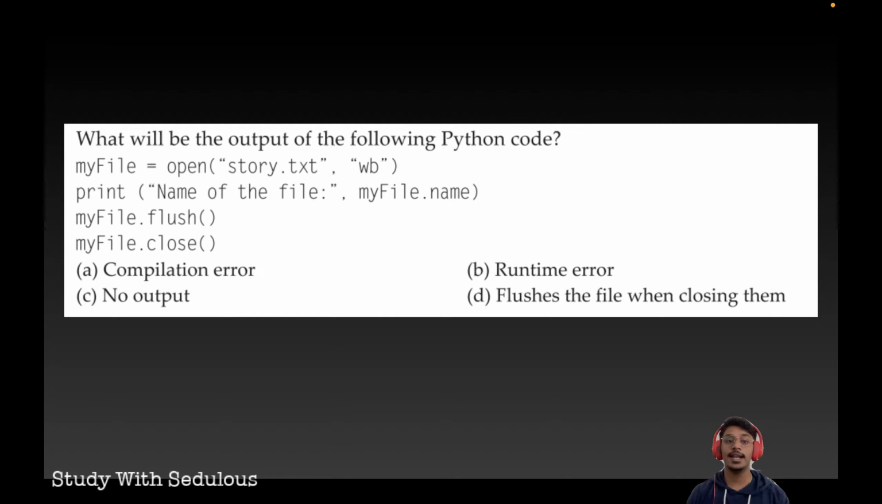What will be the output of the following Python code? myfile is open story.txt, wb. Print name of the file, myfile.name. myfile.flush, myfile.close. Flush means it will completely clear the internal buffer. Buffer means it's a temporary storage. You just cancel off completely everything that is in that specific temporary storage, like delete it off.